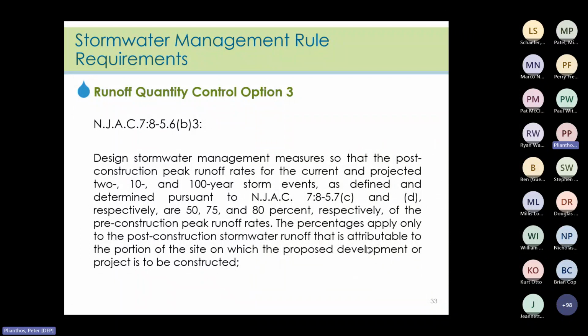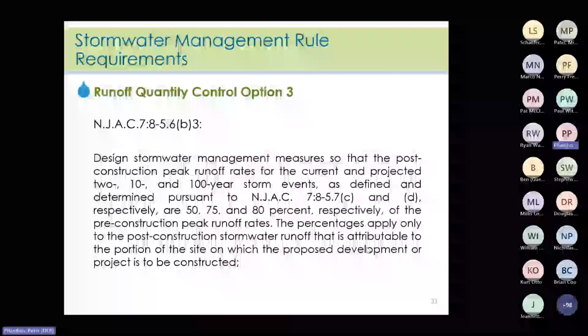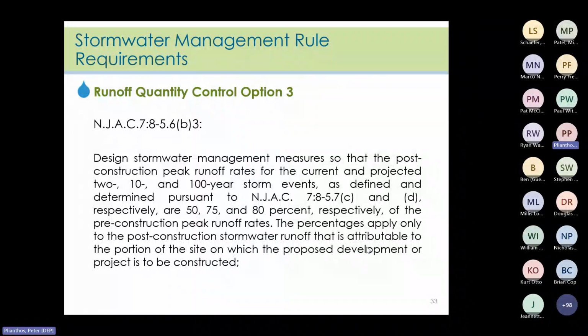The third runoff quantity control option, shown here, is similar to option 2 in that it is a comparison of the current and projected peak runoff rates for the pre- and post-construction hydrographs. But unlike option 2, the analysis required is less detailed because post-construction peak runoff rates for the 2, 10, and 100-year storm events are limited to 50, 75, and 80% respectively of the pre-construction peak runoff rates. This rate reduction is sufficient to demonstrate runoff quantity control, and the offsite analysis as required in option 2 isn't needed. This is the option we see chosen most of the time.